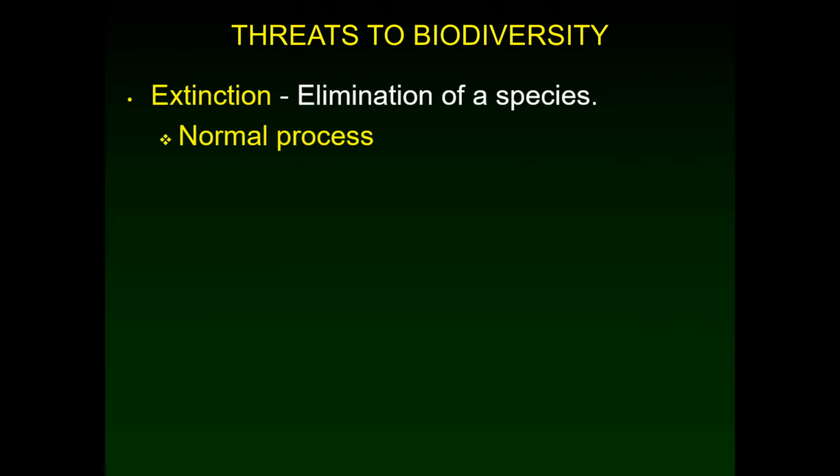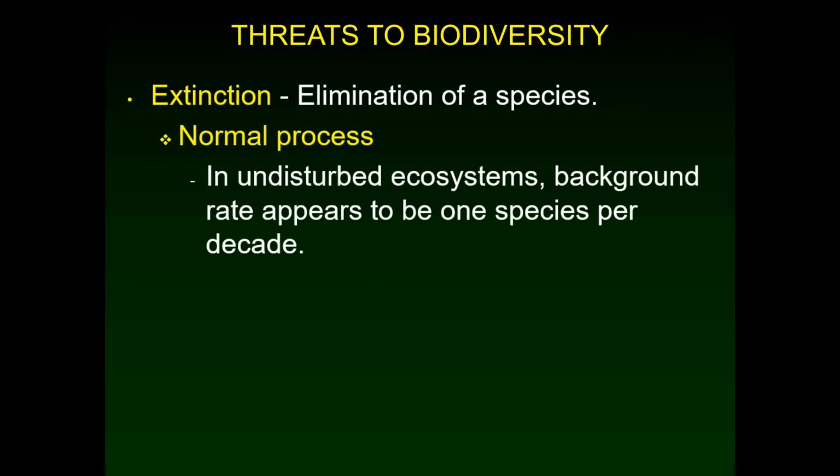This is a normal process. There's what's called the background extinction rate, which is 1 to 5 species every year going extinct due to natural processes. They don't have the genetic diversity and the biodiversity within that population in order to survive, and they're eventually eliminated. In undisturbed ecosystems, background rates appear to be 1 species per decade. I've seen 1 to 5.